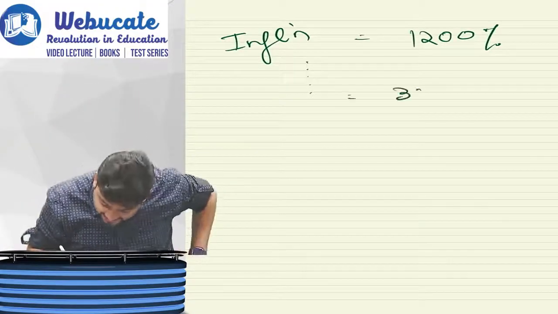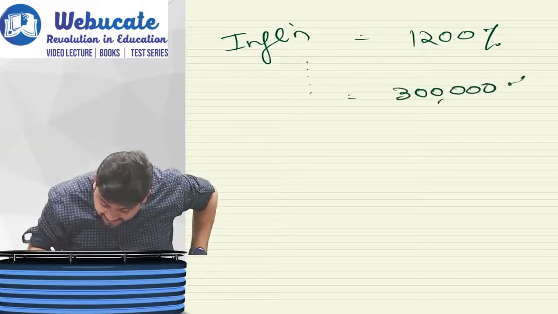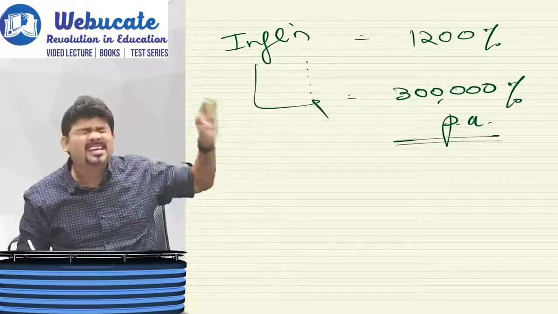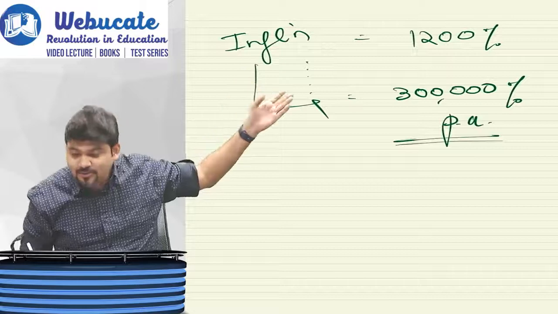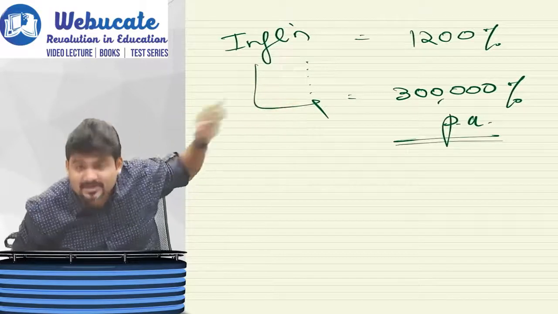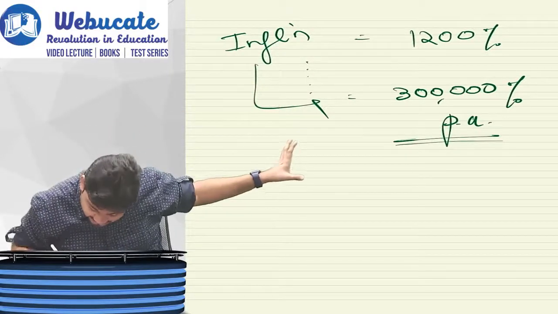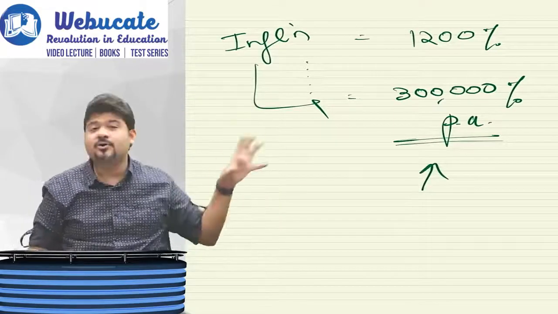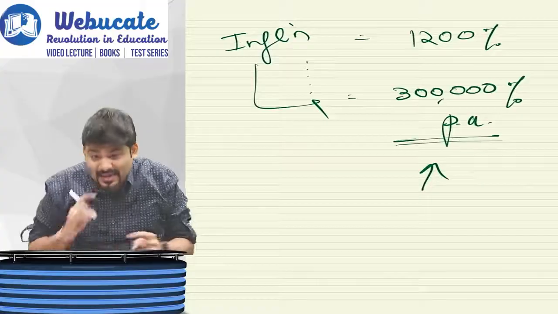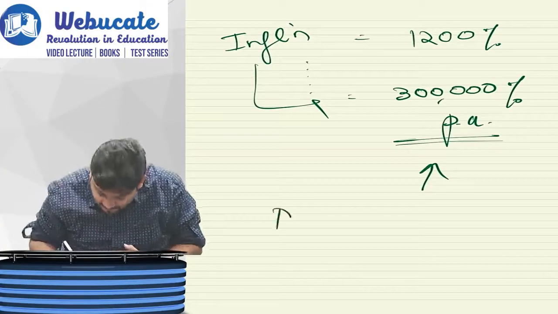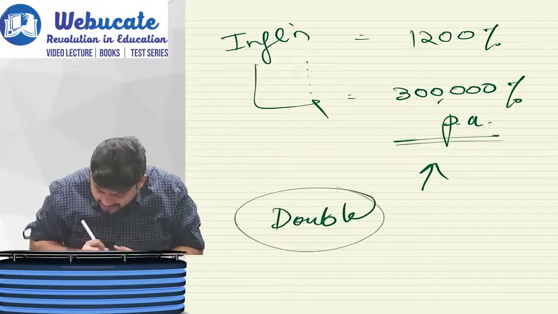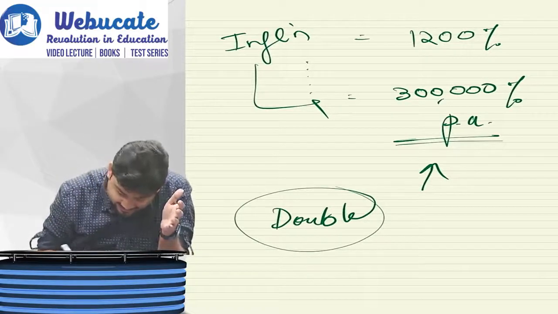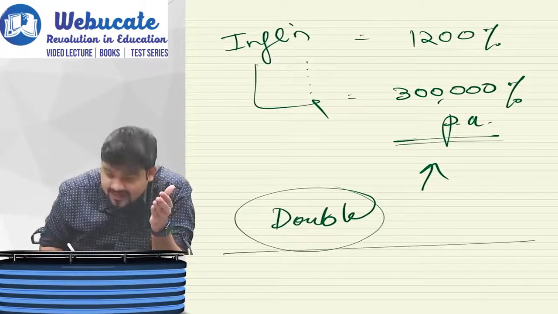And there was a time when their inflation rate was 300,000% per annum. In fact, this is a small number. It was even higher than this. That was their inflation rate, such that every day the price of commodity used to double.